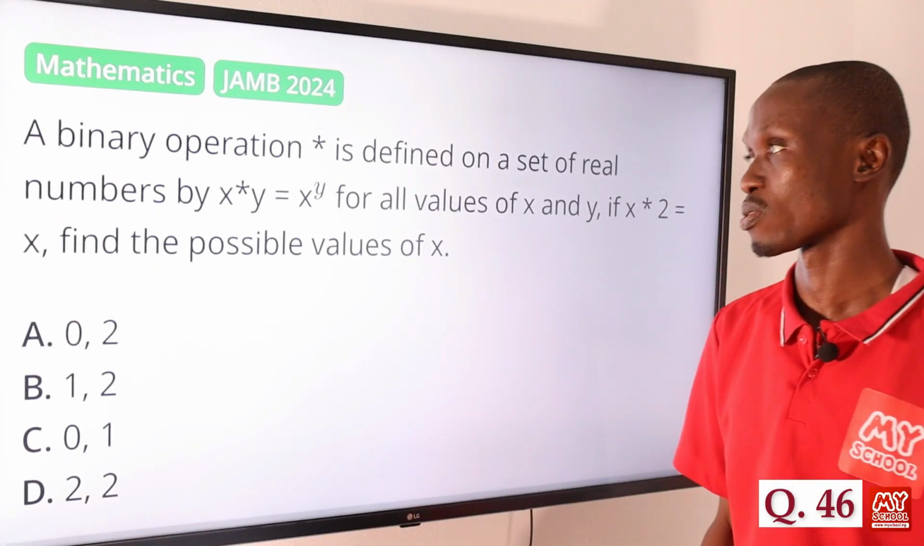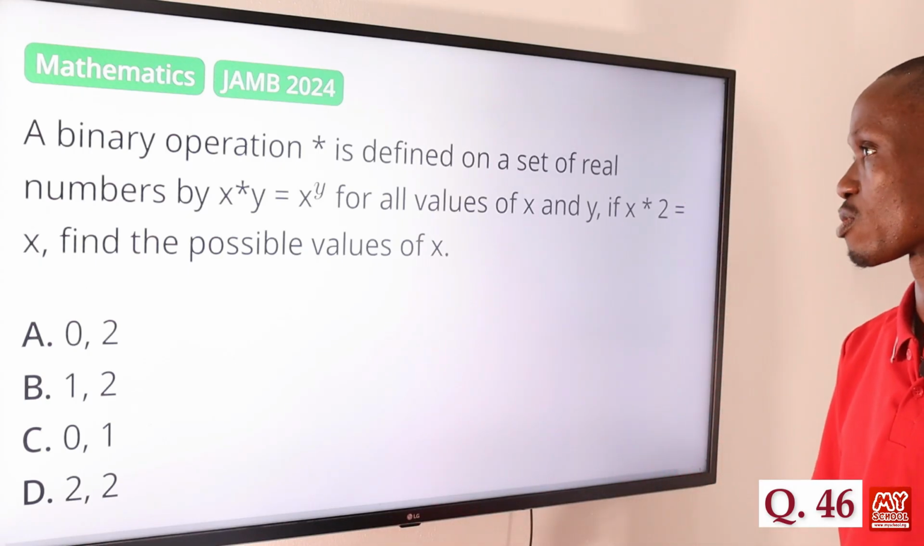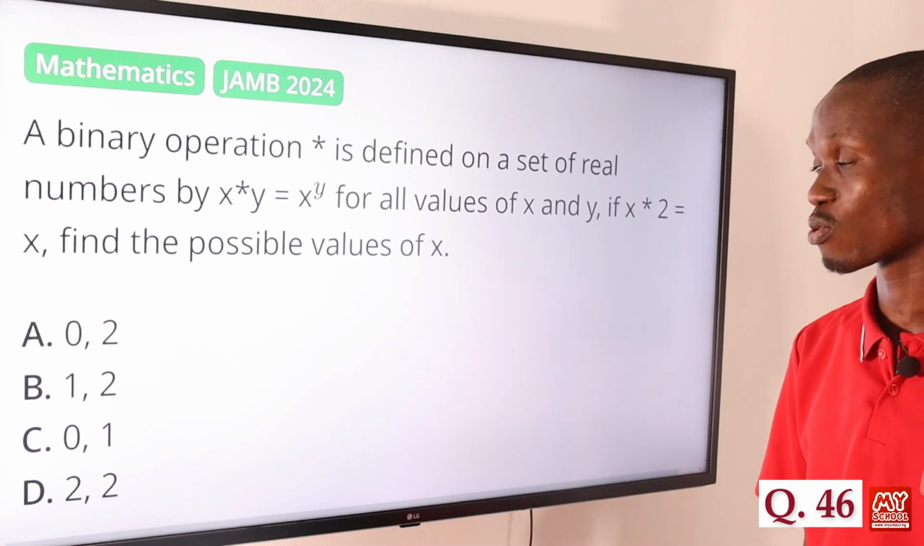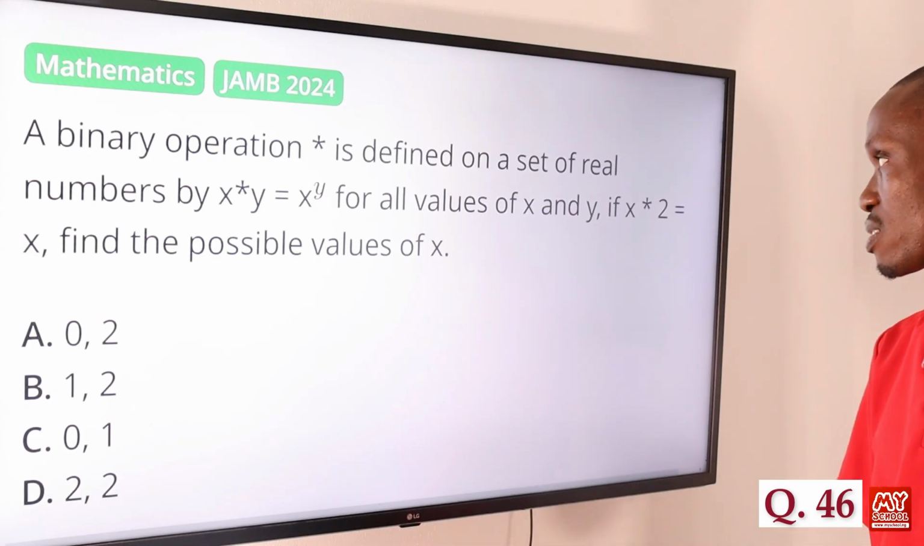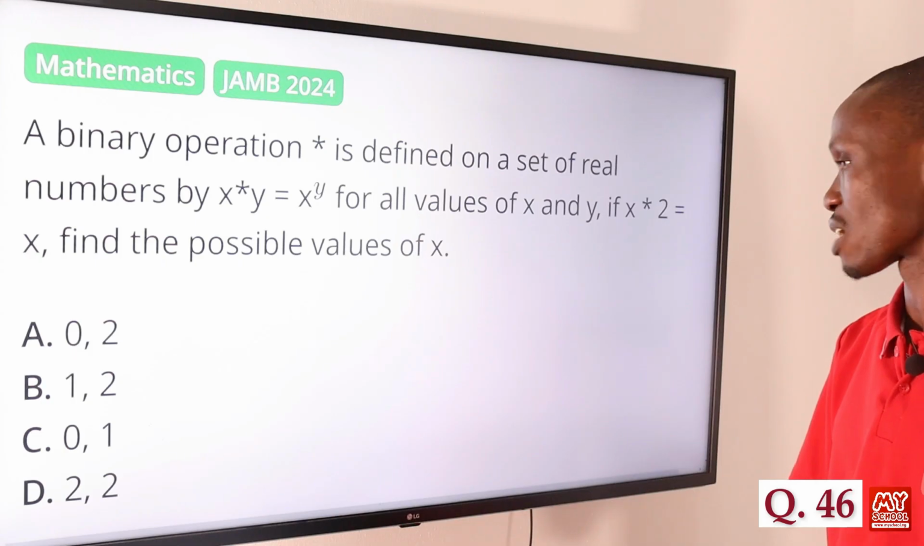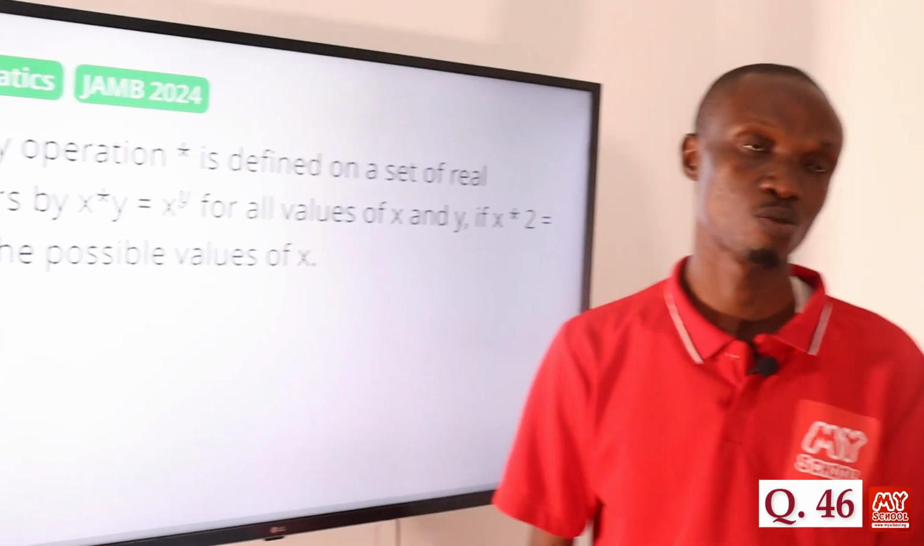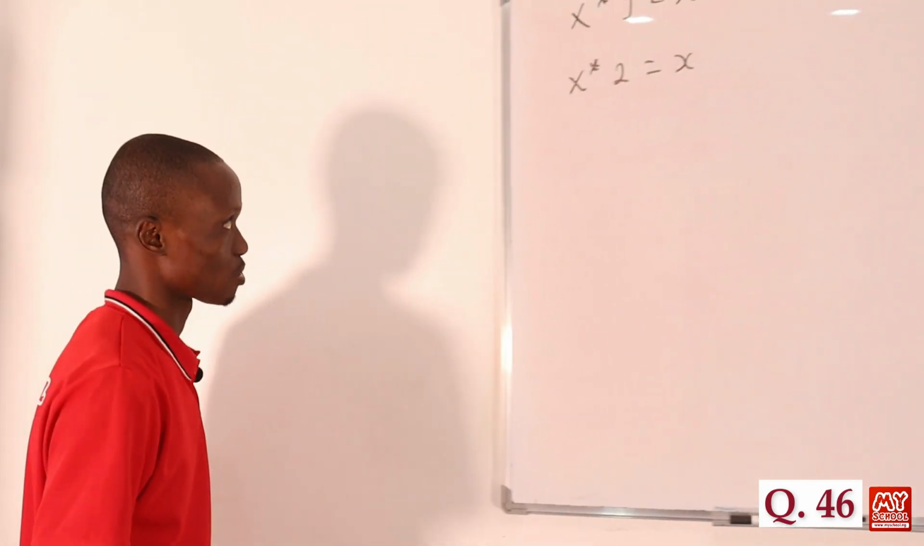Question 46. A binary operation star is defined on the set of real numbers by x star y is equal to x raised to power y for all values of x and y. If x star 2 is equal to x, find the possible values of x. So let's return to the board to provide the answer to the question.